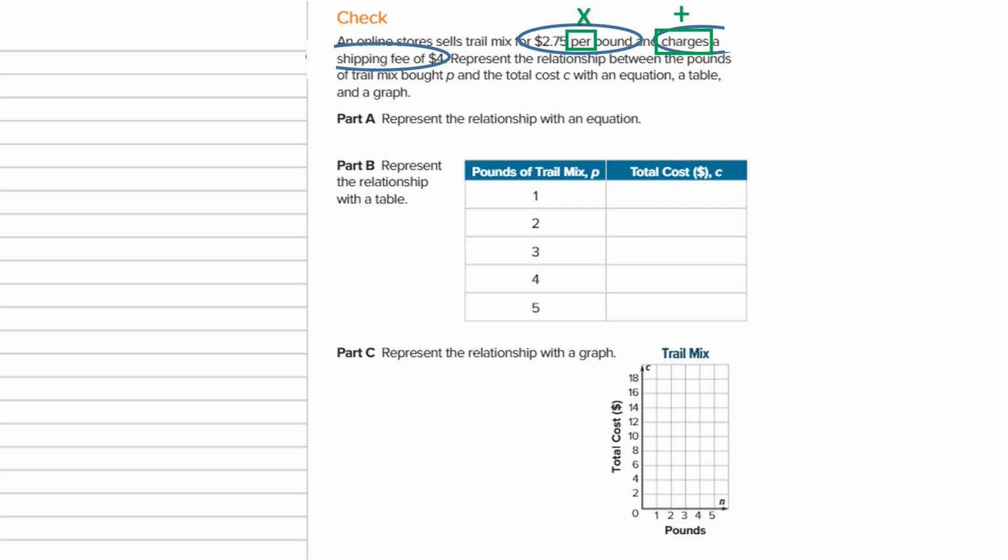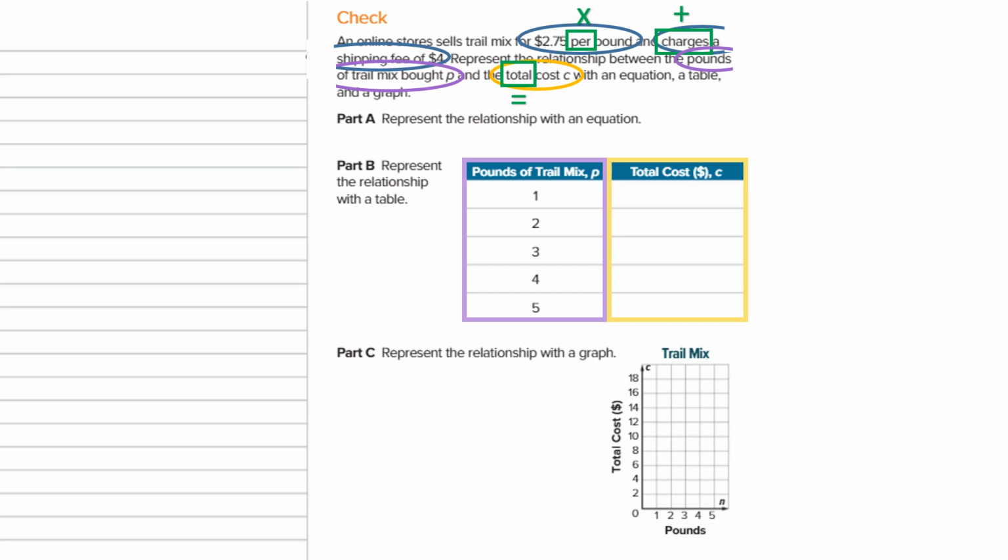And then it says that we have pounds of trail mix, which is going to be represented by a P. So that's going to be my independent variable. That's what's on the left. That's the one I'm going to do the math with. And then I'm told that I have total cost. And once again, the word total means equal. And I therefore know that that is my dependent. That is my output. That's going to be on the right. So now I have to think about my equation.